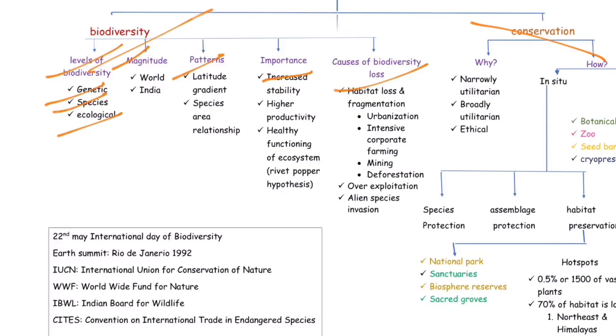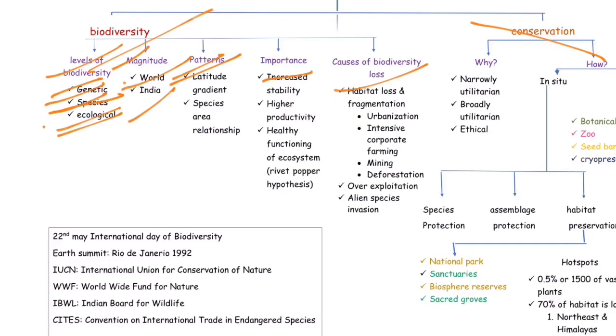Genetic diversity is diversity at the level of genes, species diversity is diversity at the level of species, and ecological diversity is diversity at the level of ecosystem or habitat. This is about levels of biodiversity. Next one is magnitude of biodiversity, meaning how many species of organisms are there in the world and how many are there within India. This is about the magnitude, the number of species. Then next one is patterns.